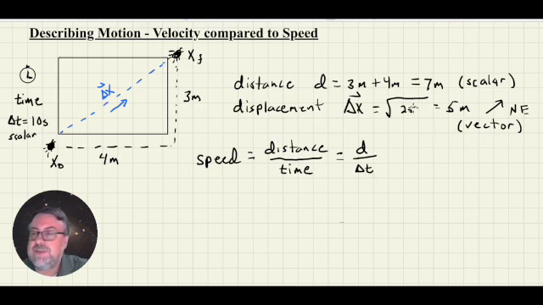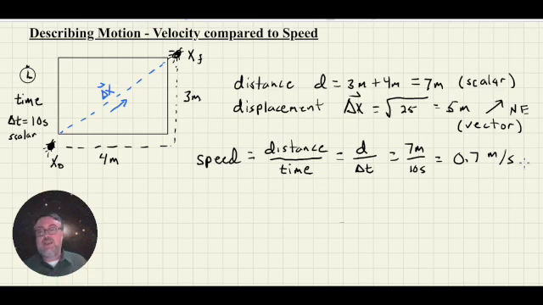Now, that's simply going to be equal to 7 divided by 10. So that's 7 meters divided by 10 seconds, or 0.7 meters per second, where meters per second is a derived unit. It's a combination of the fundamental unit meter for length and seconds for time. Now, distance was a scalar, time was a scalar, so we're dividing two scalars here. So speed is a scalar.